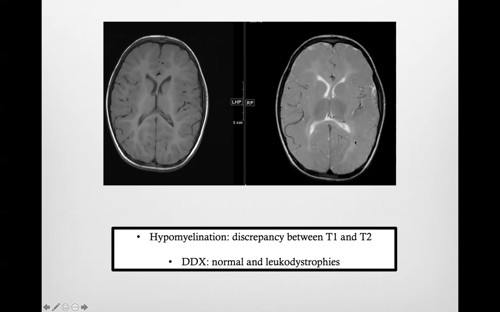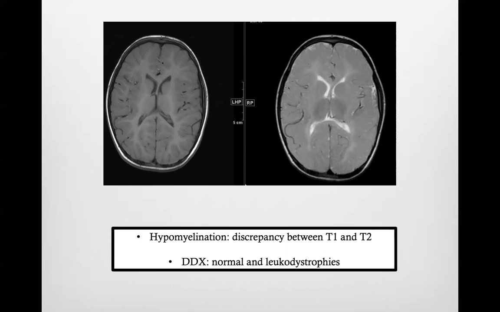Can you see it? But look at the T1. The T1 is bright as well. So we have a discrepancy, because we expect that as the T1 signal becomes brighter in the myelinating brain, the T2 signal should become darker. Okay, so normally these should be exactly the opposite. But in this case, we have bright in both. And this is typical of what we call hypomyelination on MRI.